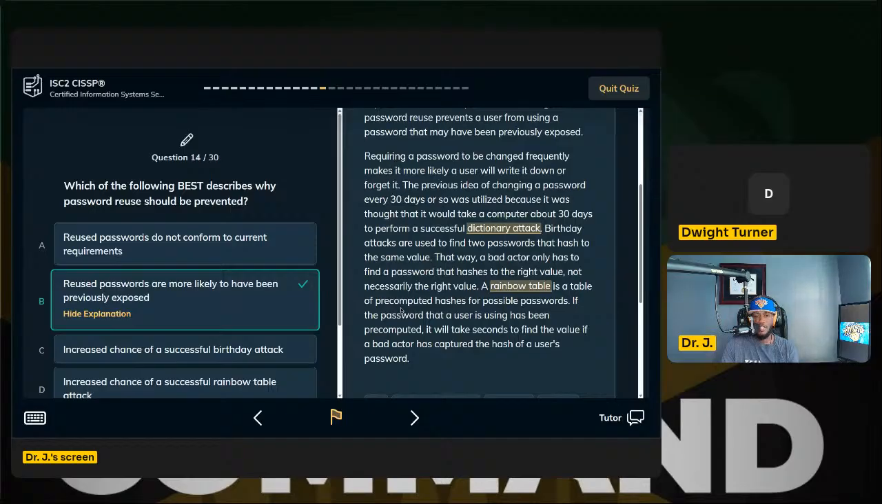Rainbow table, that's a table of pre-computed hashes for possible passwords. If the password that a user is using has been pre-computed, it will take seconds to find a value if a bad actor has captured the hash of a user's password.